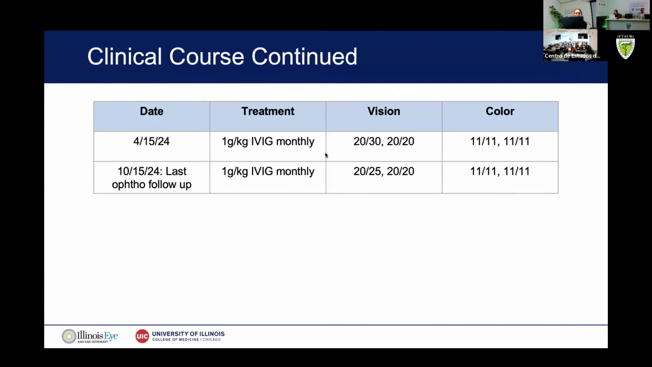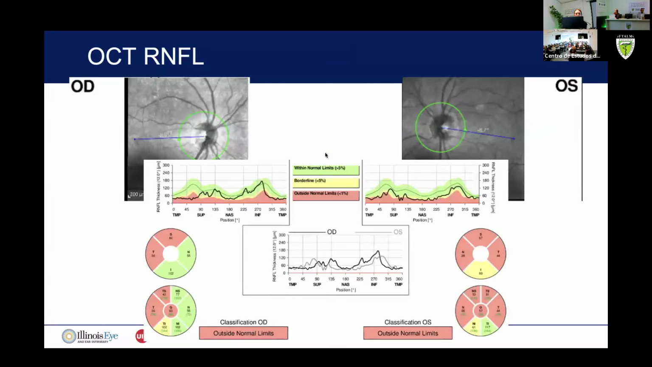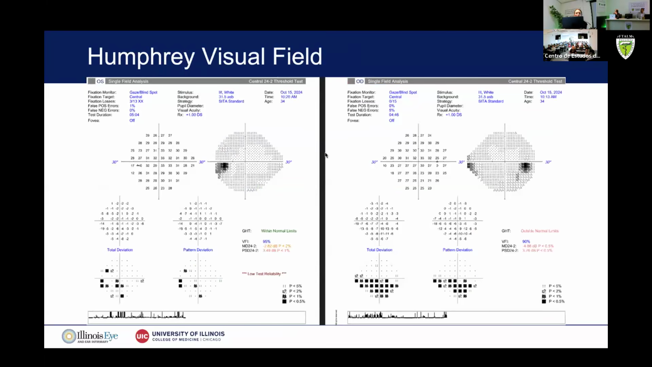And then we last saw him back in October of 2024. He has just been following with our neuroimmunologists. He's still on maintenance therapy. He never had another recurrence. And his vision, when we last saw him, was 20/25 and 20/20. So a pretty remarkable recovery from light perception and no light perception vision. And then we do see that there are pretty significant atrophic effects on both optic nerves with some residual visual field defects in both eyes, right greater than left.